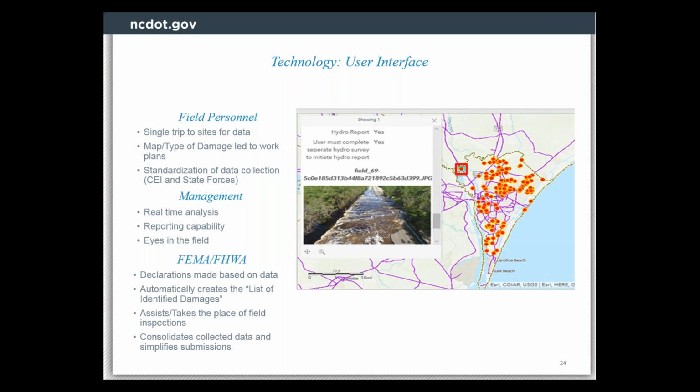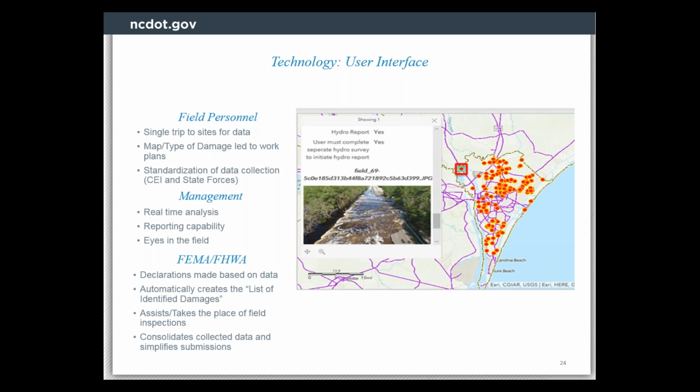Our management and executive team liked it. They were able to have real-time information. They had eyes on the ground, eyes in the field. They were able to see what our boots on the ground were putting in at that given time. And they also liked the reporting capability. Again, we were able to push a lot of information a lot earlier on in Hurricane Florence.